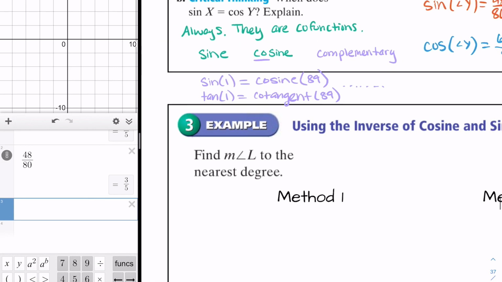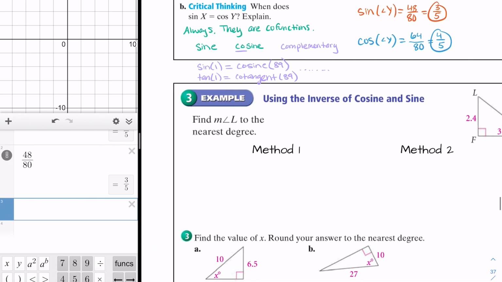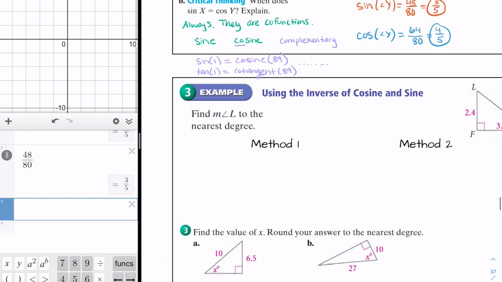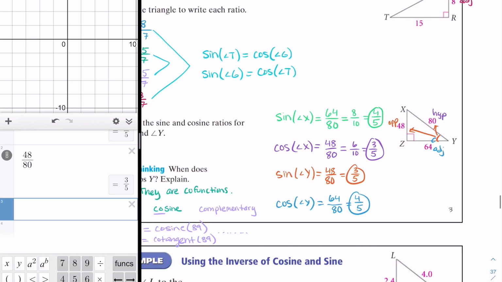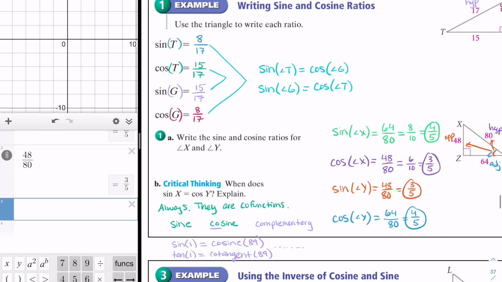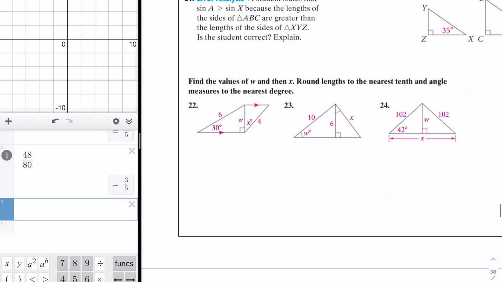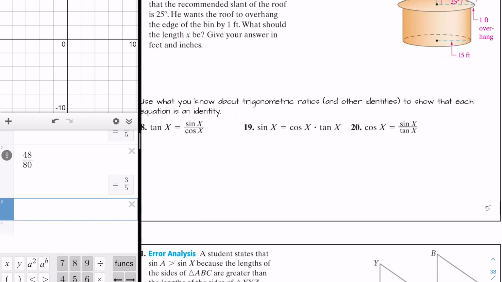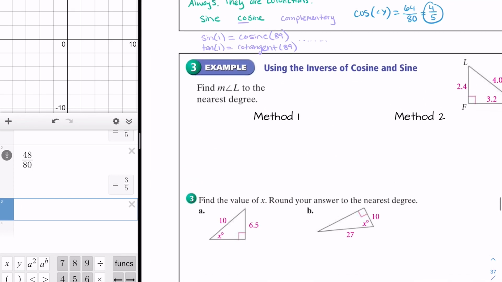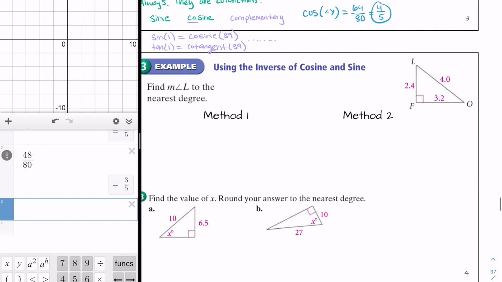All right. Use inverse of sine and cosine. So now we're going to use the inverse of it. I didn't even have one where I had to solve for a side length. That will come up shortly, I'm sure. Yep, we'll have to find some side lengths here. We'll go through this one pretty quickly. Okay, so let's find the inverse of sine and cosine.